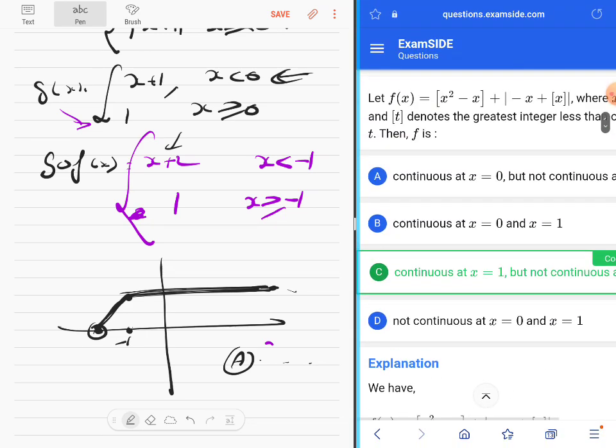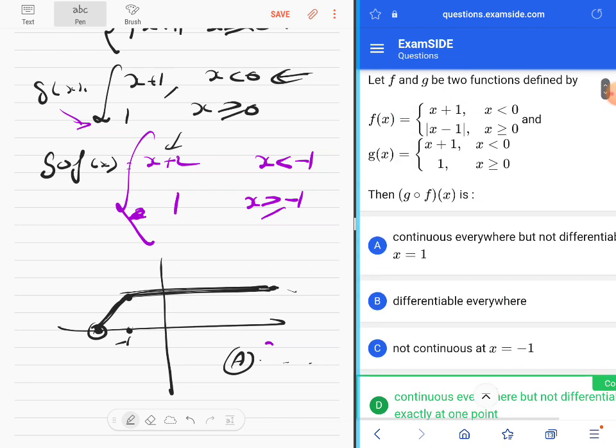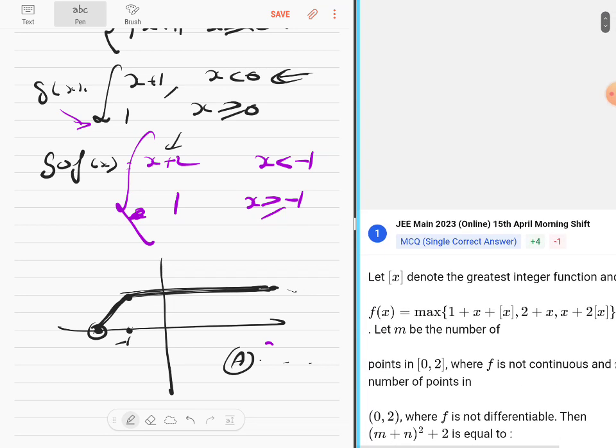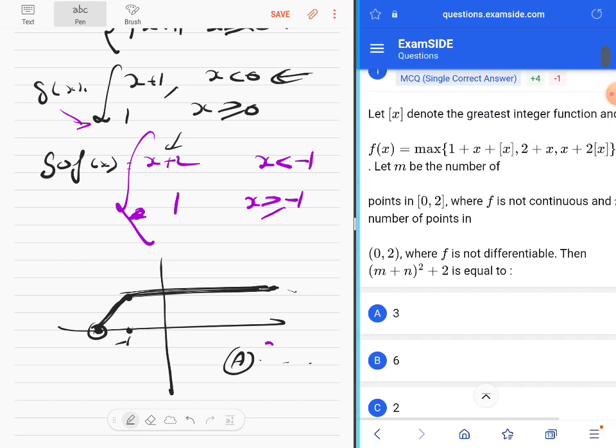So this page is over. Let's go to the next question. Next page. How do I go to the next page?